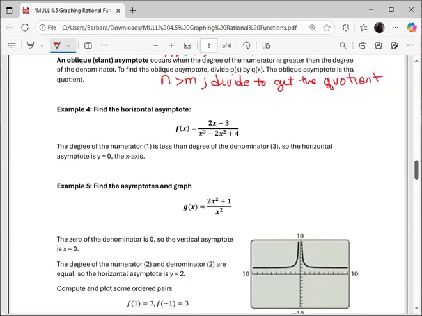So in example 4, find the horizontal asymptote. Let's see, we've got the degree in the numerator is 1. So n is 1, and m is 3. That's the degree in the denominator. Since n is less than m, then our horizontal asymptote is y equals 0.